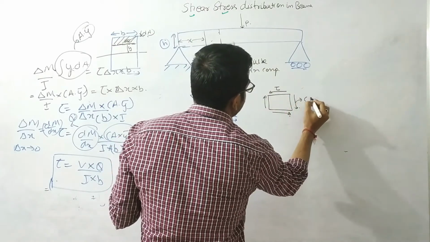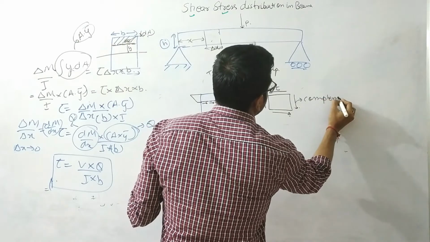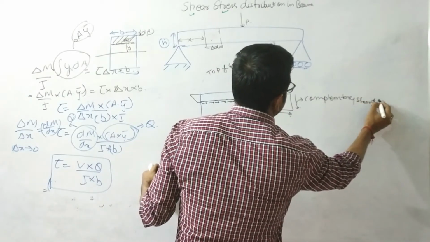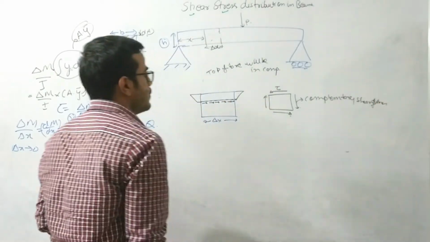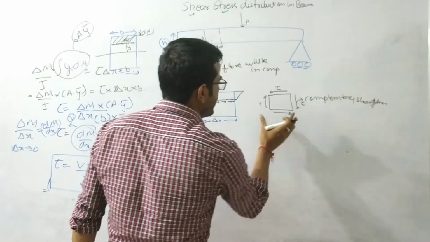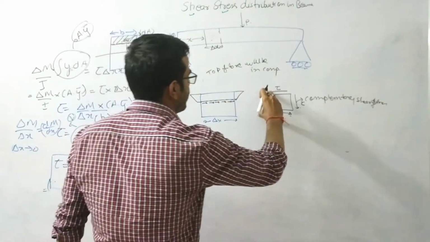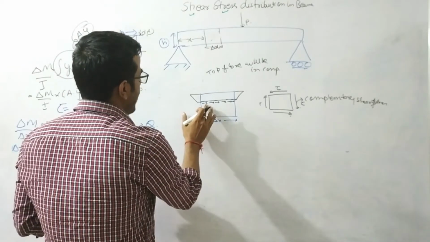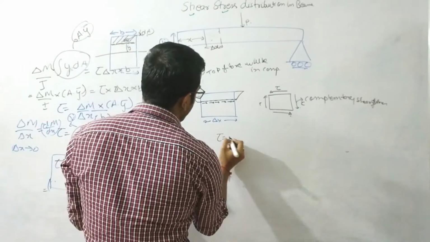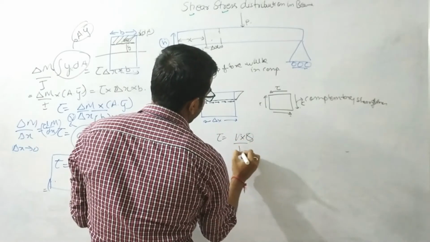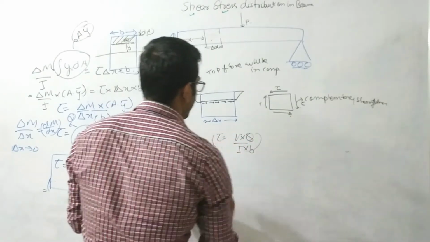So these are complementary shear forces, or shear stresses. I have calculated the horizontal shear stress. With the concept of complementary, I have calculated the transverse shear stress. So the transverse shear stress at this level will also be equal to tau equals V times Q over I times B.